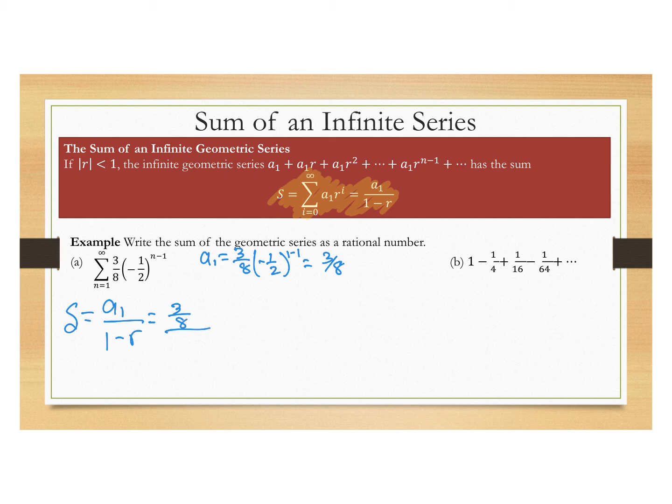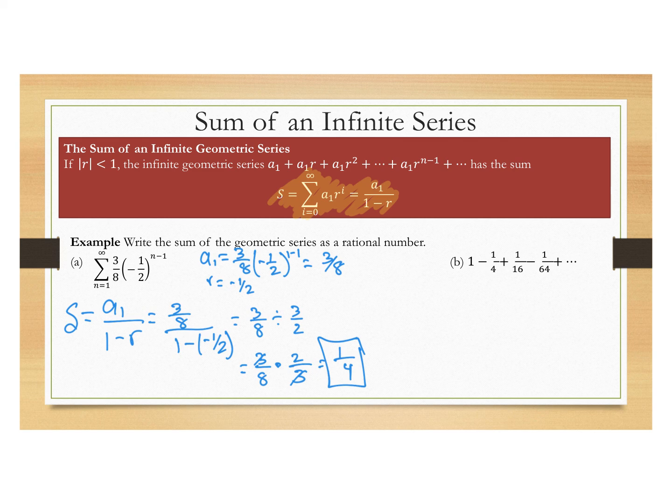We know our common ratio is whatever is raised to the power, so the r is negative 1/2. So we'll do 3/8 divided by 1 minus our common ratio, negative 1/2. Or 3/8 divided by 1 plus 1/2 is 3/2. And remember, when we divide fractions, we multiply by the reciprocal of the divisor. And we do get 1/4. Let's look at another one.